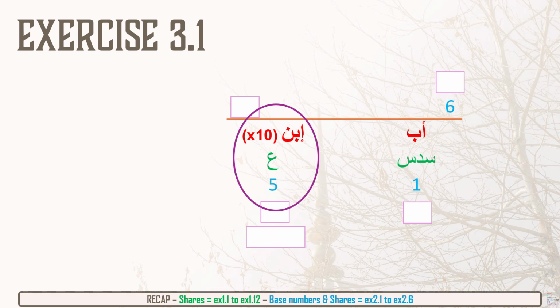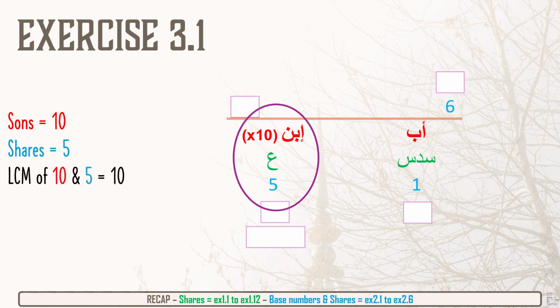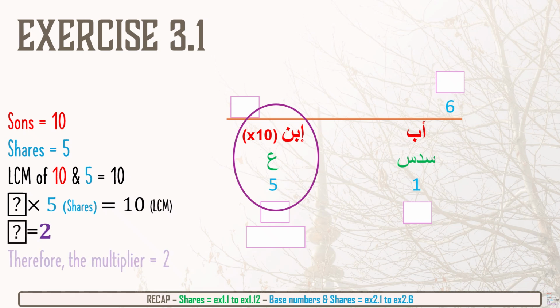So how do we calculate what multiplier we need? So let's look. First, we have 10 sons and 5 shares. So we work out the LCM of those two numbers. So the LCM of 10 and 5 is 10, because 10 goes into both of their times tables. Now we have to think, what number times by 5 will give me 10? In other words, what number times by the shares will give me the LCM? And that number is 2. Therefore, the multiplier is 2.